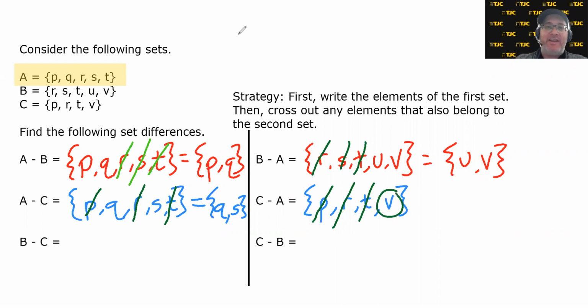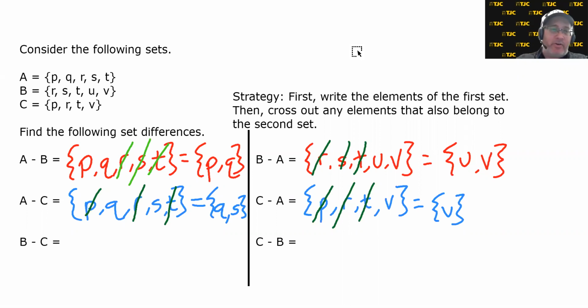Is the letter V in set A? It is not, so we do not remove it. The only thing we're left with is the V. But if you'll notice, we did cross out the same three letters as before, which happens to be the three letters that are in common to A and C. All right, let's move on to B minus C.